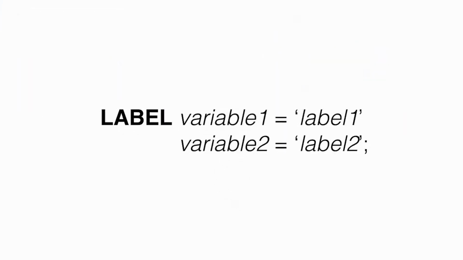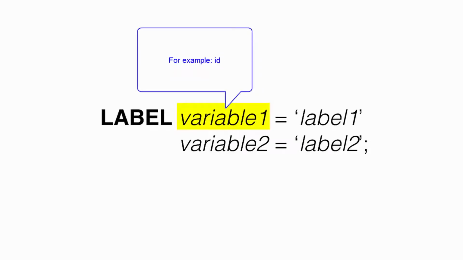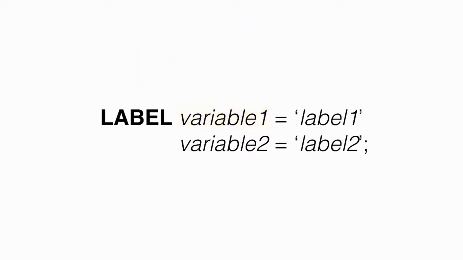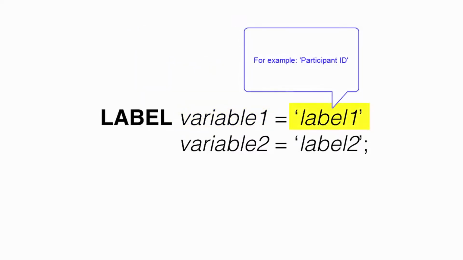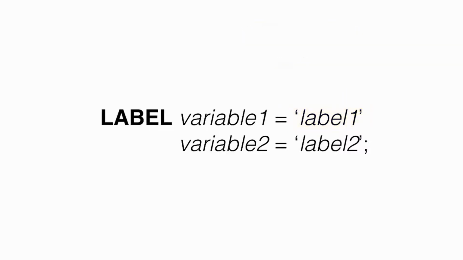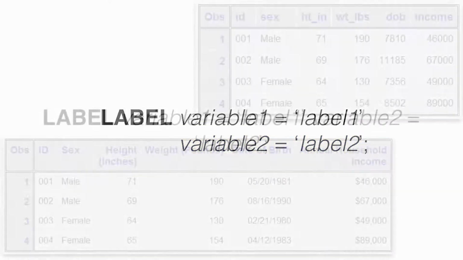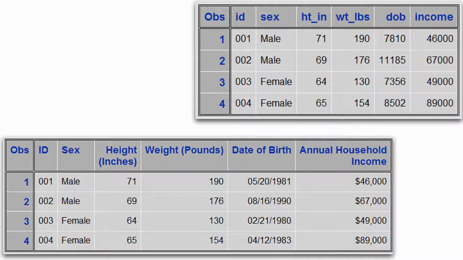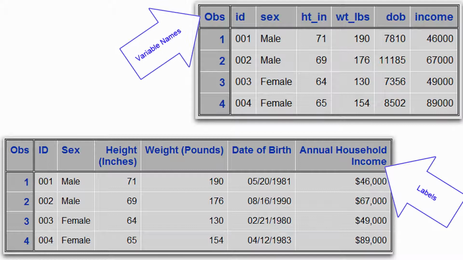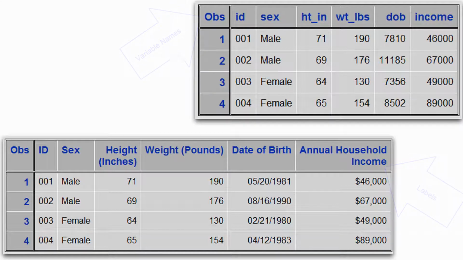Here is the general form of the label statement. You start with the SAS keyword label. After the keyword label, you enter the name of the variable you want to label, followed by an equal sign, and then the descriptive label you want to apply to that variable, placed in either single or double quotes. You may label multiple variables in a single label statement, and labels can be up to 256 characters long. After a label has been permanently associated with a variable, you may choose to view the label or the variable name in list reports generated by Proc Print.